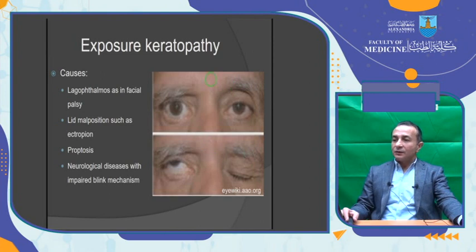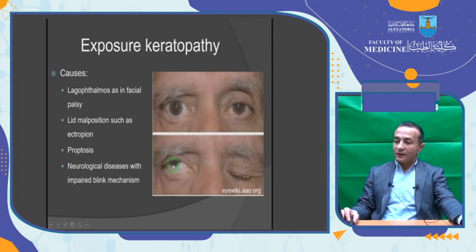The next disorder is the exposure keratopathy. We know that the cornea should be wetted by frequent blinking. So in some cases there is a disturbance in the blink mechanism of the cornea. This may lead to corneal dryness. So the causes of exposure keratopathy include lagophthalmos, as in facial palsy. Here the left eye is closed but the right eye is not closed due to facial palsy.